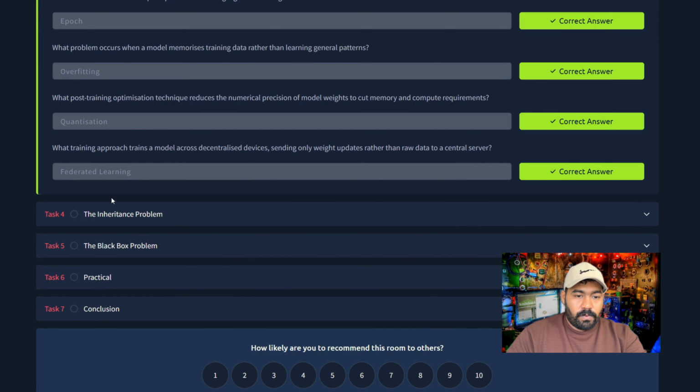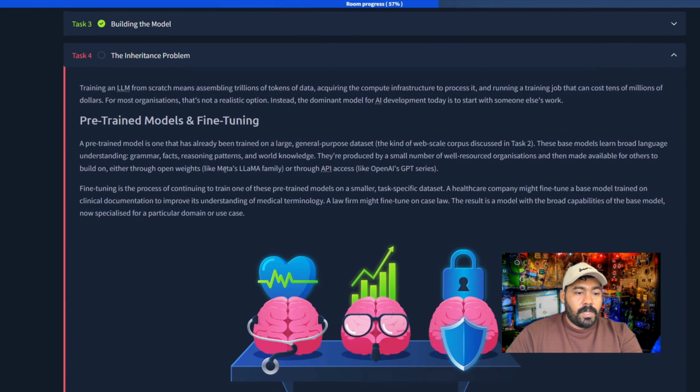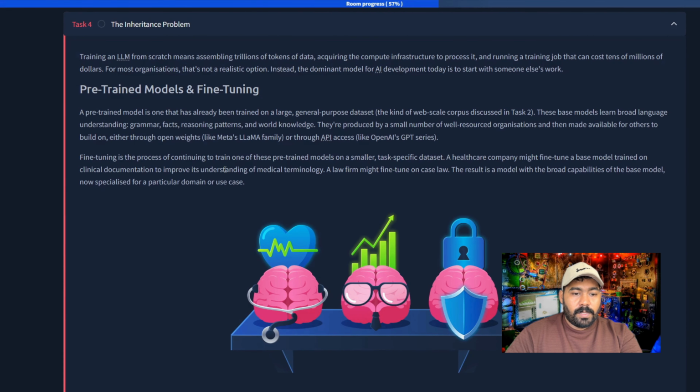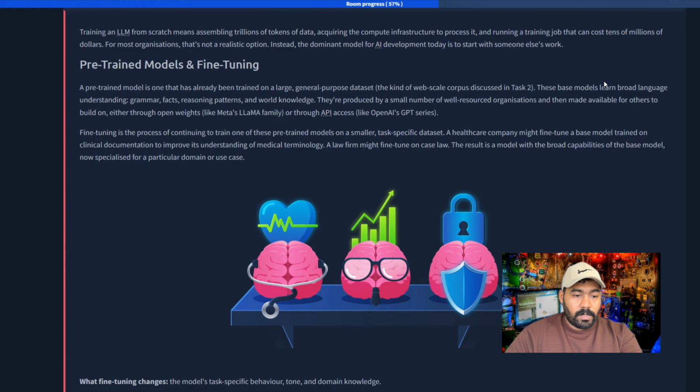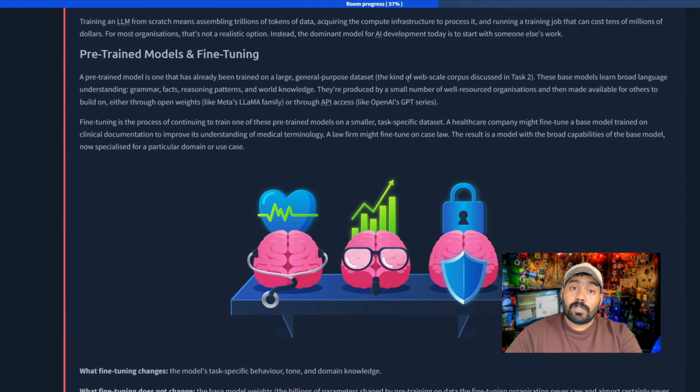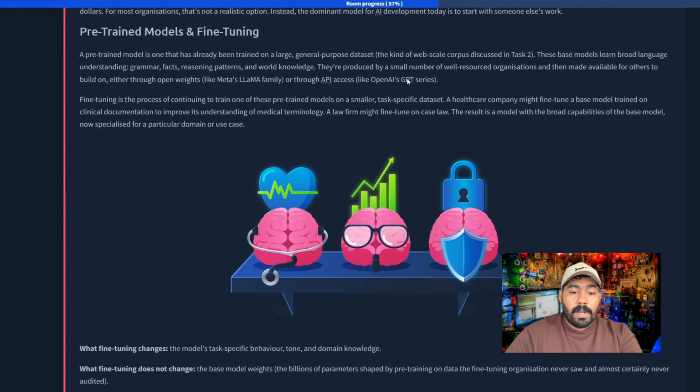Let's look into task number 4, which is the inheritance problem. Task number 4 is arguably the most important task in this room from a practical security standpoint. That is about pre-trained models and fine-tuning. So let's see the context. Training an LLM from scratch means assembling trillions of tokens of data, acquiring the compute infrastructure to process it, and running a training job that can cost tens of millions of dollars. For most organizations, that's not a realistic option.